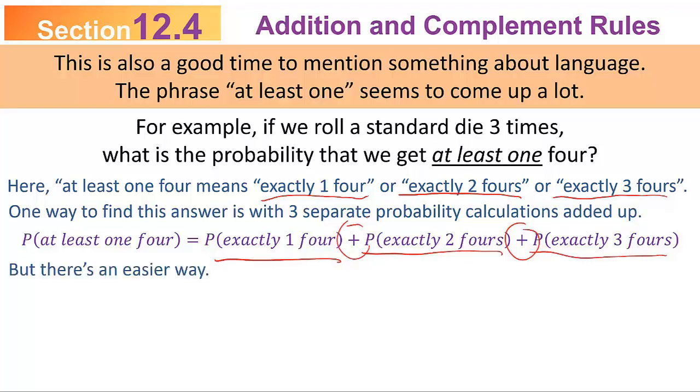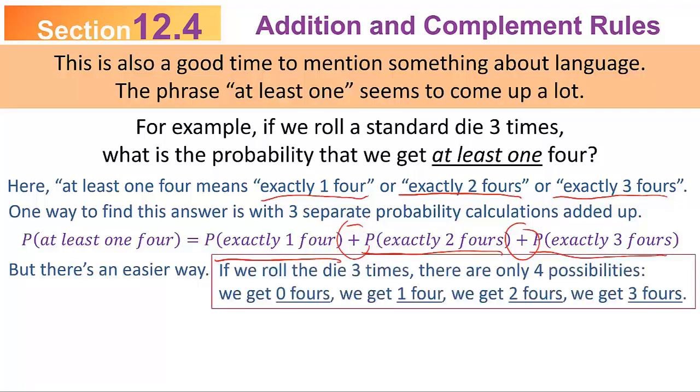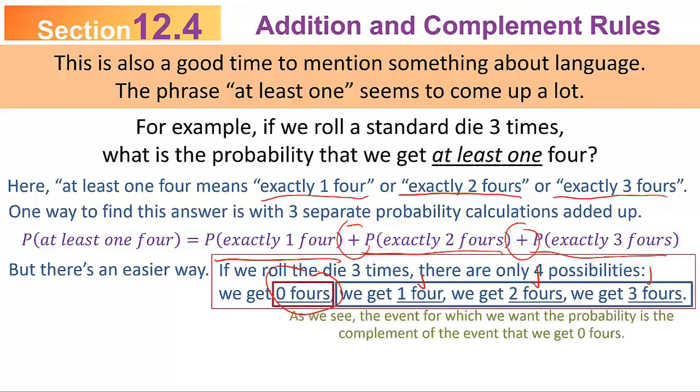There's a better way. The better way is to use the complement rule. Because if we roll the die 3 times, there are only 4 possibilities altogether. We've talked about 3 of them: getting 1 4, or 2 4s, or 3 4s. There's only one other way, and that's to get no 4s at all. So wouldn't it be much easier to calculate the probability of not getting any 4s and then say 1 minus that? And that's what I'm going to do.